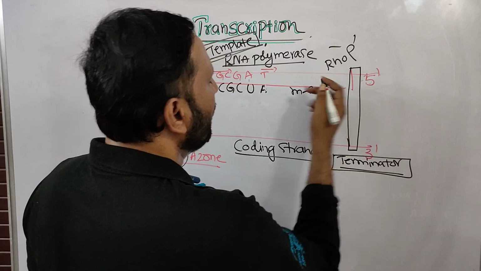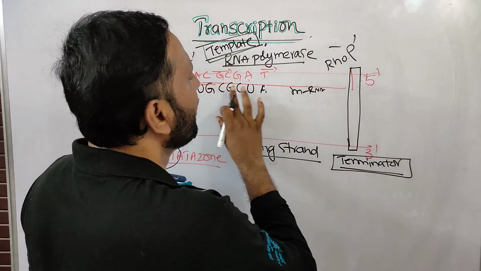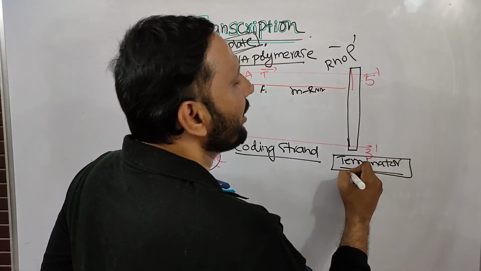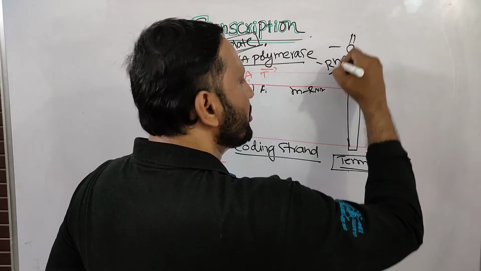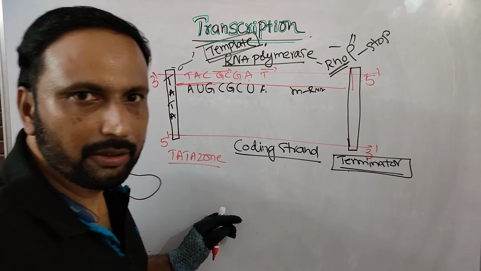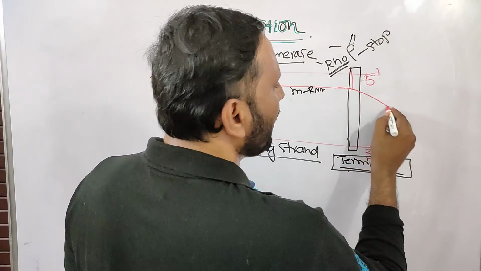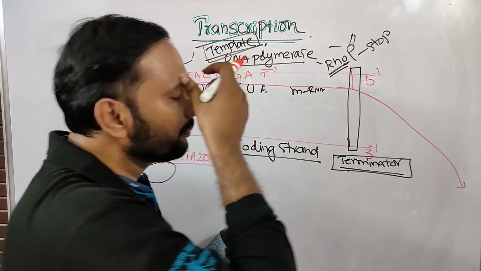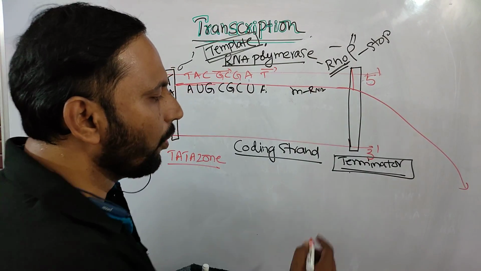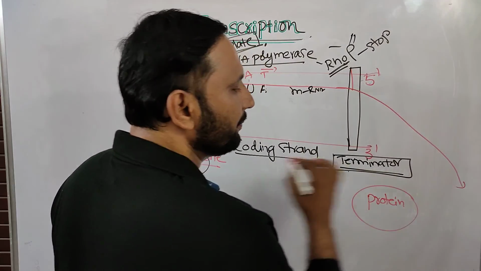This is mRNA. So the RNA polymerase is moving on the DNA strand. mRNA is synthesizing there, mainly in the terminator region. The rho factor stops the RNA synthesis. When it stops the mRNA synthesis, that mRNA can be released into the cytoplasm. There mRNA is involved in protein synthesis.